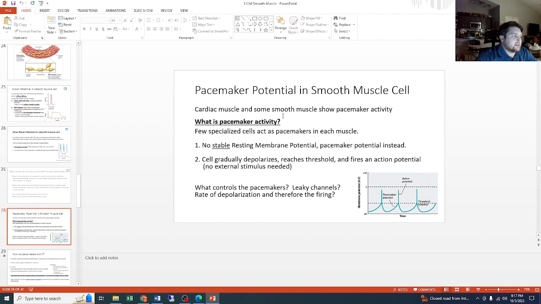So cardiac muscle and some smooth muscle show pacemaker activity. Pacemaker activity is where a few specialized cells act as their own, they bring themselves to threshold without receiving a stimulation. So there isn't really a stable resting membrane potential. As soon as it reaches its resting membrane potential, you can have leaky channels or different things in these pacemaker cells that slowly begin bringing it back to threshold to cause a rhythmic depolarization. So it's a rhythmic action potential leading to a more rhythmic muscle contraction.